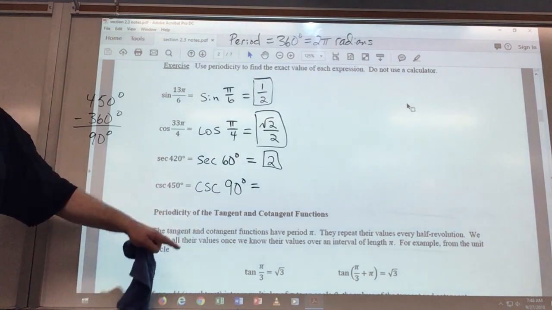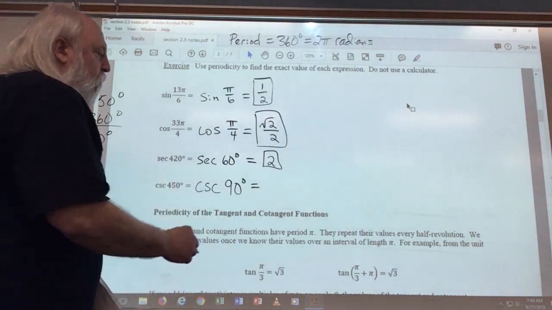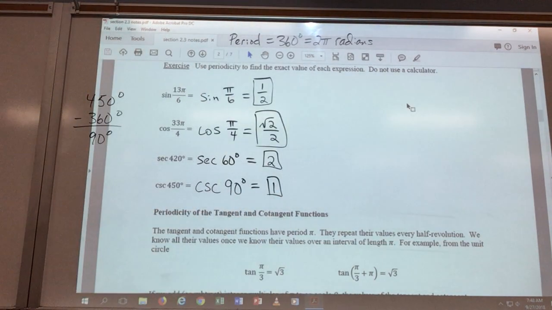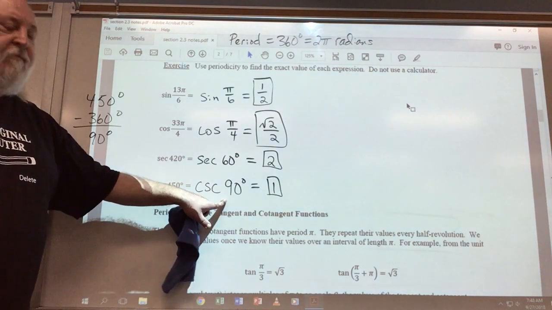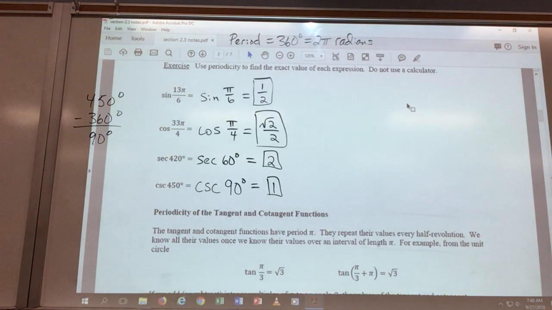Cosecant is the reciprocal of sine. The sine of 90 degrees is 1. The reciprocal of 1 is 1. So cosecant 450 degrees has the same value as cosecant 90 degrees, which is equal to 1. Okay? So that's how periodicity works.